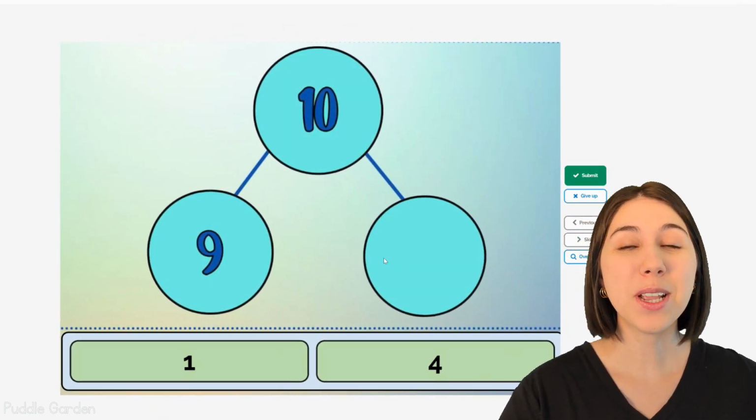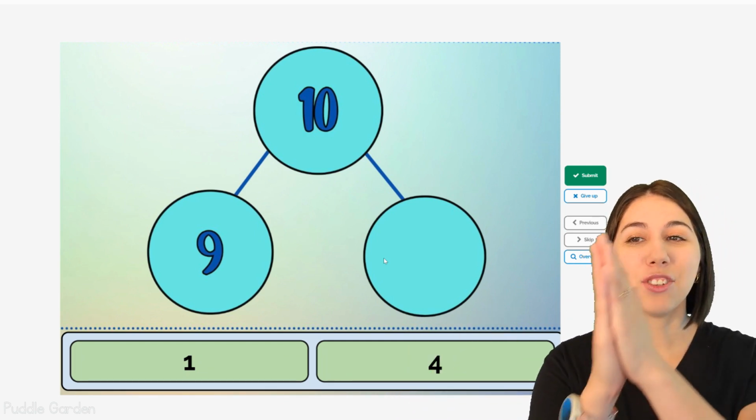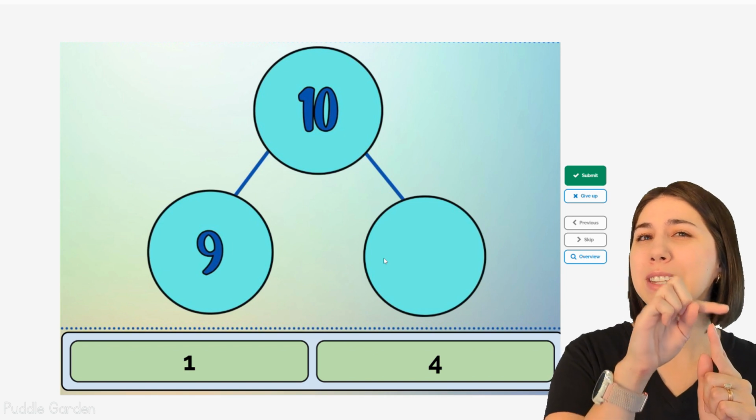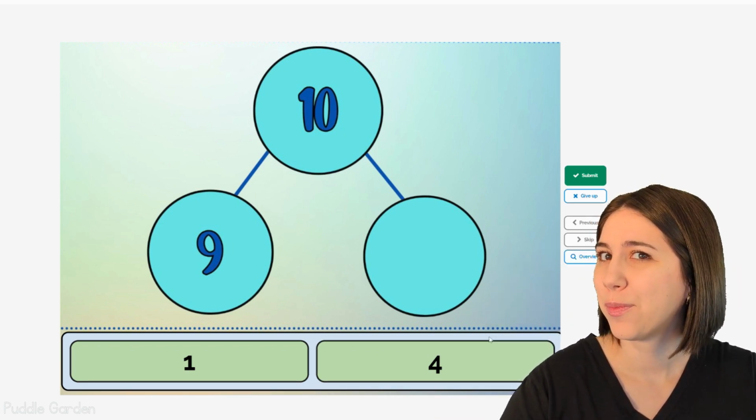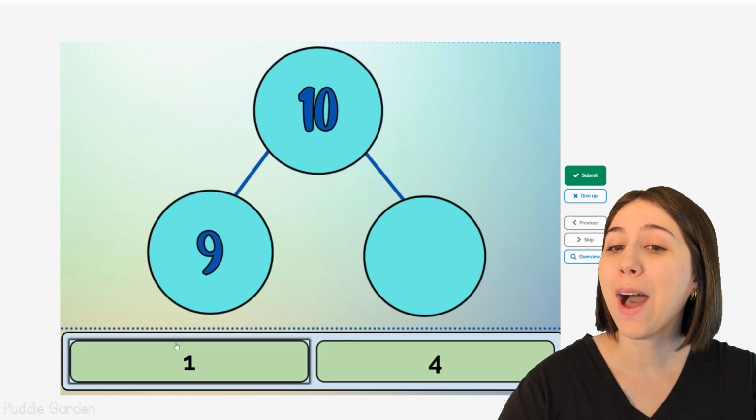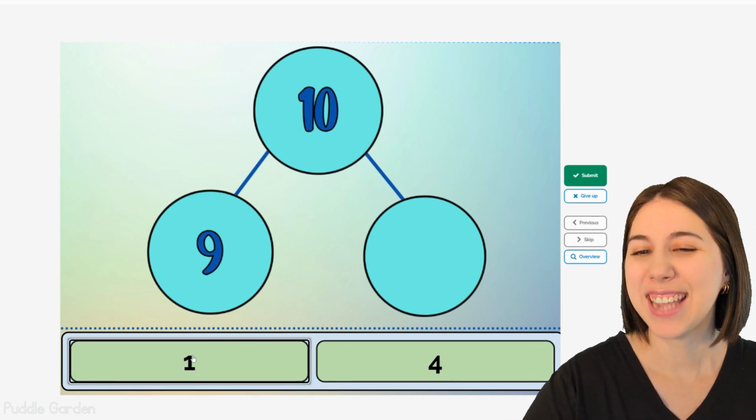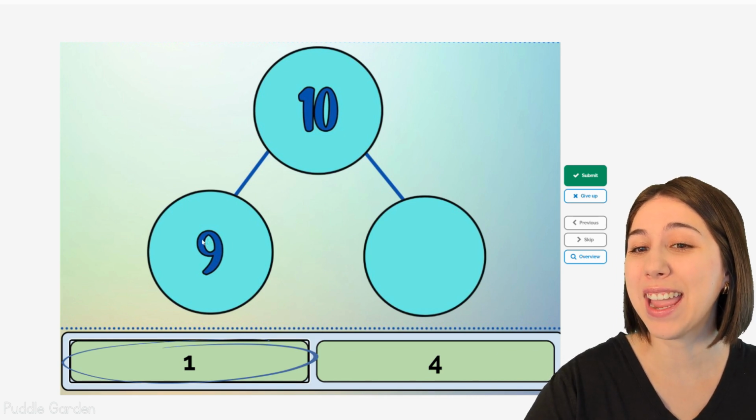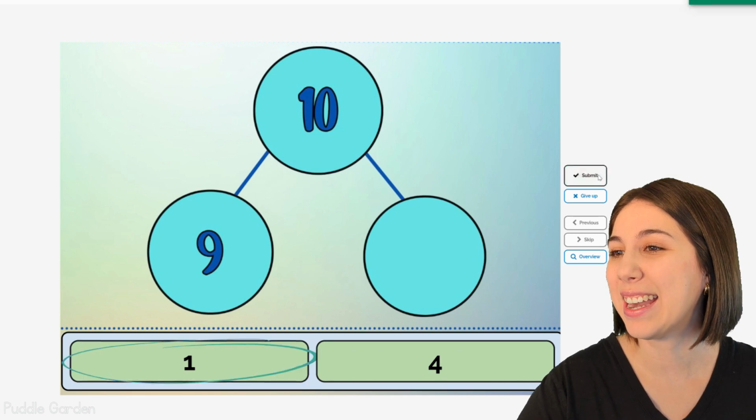Ooh, what do we add to 9 to get 10? 9 is just before 10, so how many do we add to get over? Are we gonna add 4? No, that would be too many. What about 1? 9 plus 1 equals 10. We know that if we have 9 and we add 1 more, it's gonna equal 10.